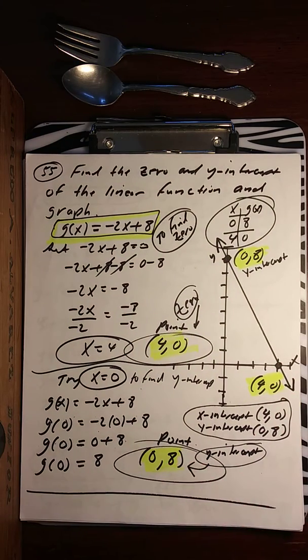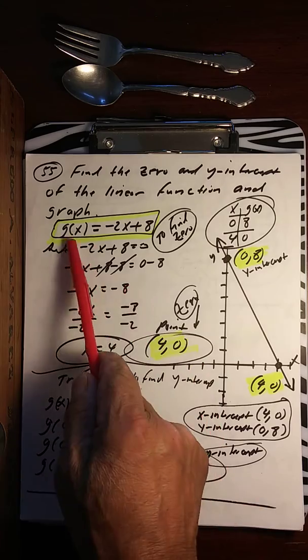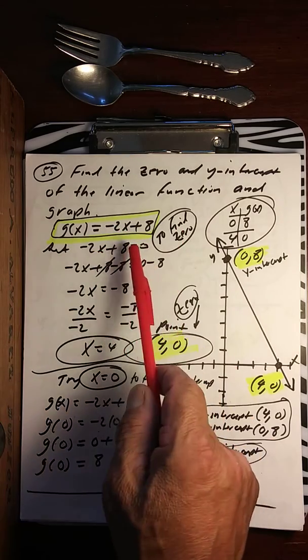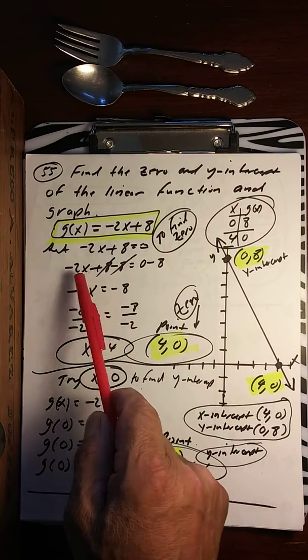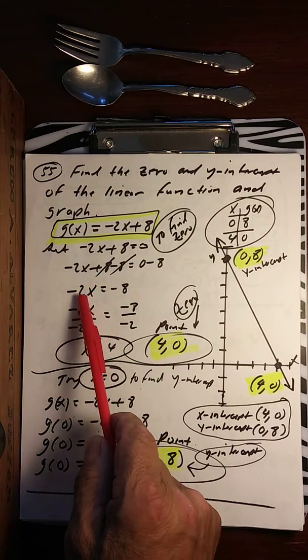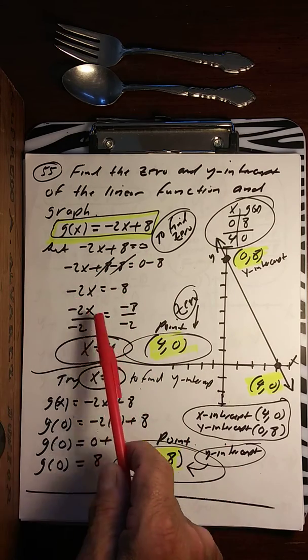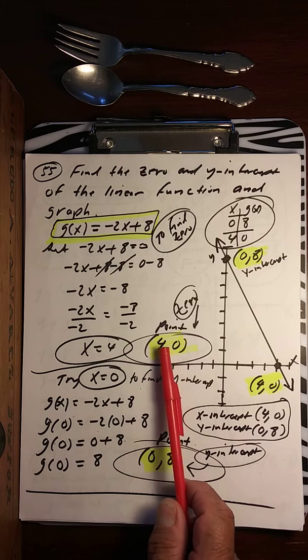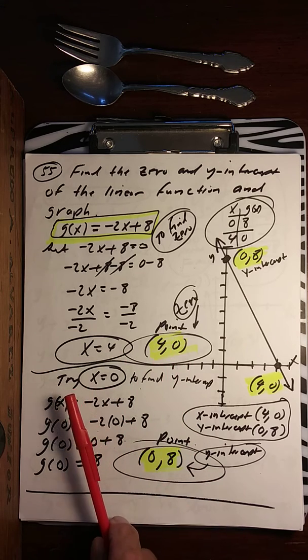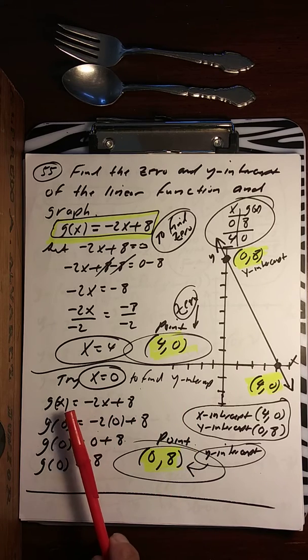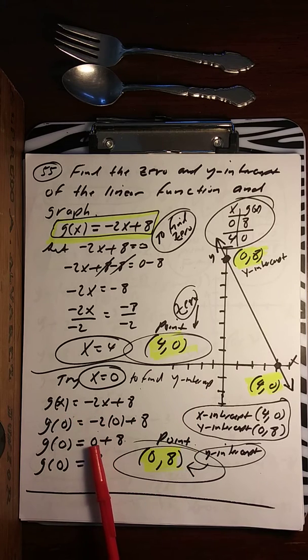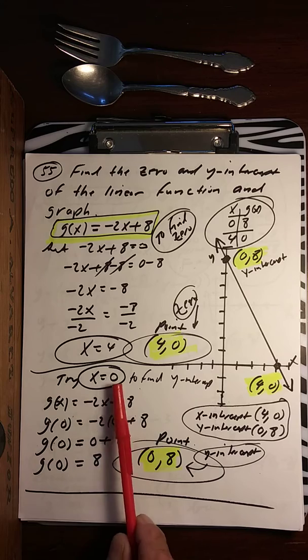Alright, find the zero and y-intercept of the linear function. Y equals this. So to find the zero, set negative 2x plus 8 equals 0. Minus 8, minus 8, negative 2x equals negative 8. Divide by negative 2, divide by negative 2, so x equals 4, or 4 comma 0. There's a point right there. That's the zero. Let's try x equals 0 to find the y-intercept. So put a 0 there, 0 there. That's going to be 0 plus 8, 8. So when we put 0, we got 8.